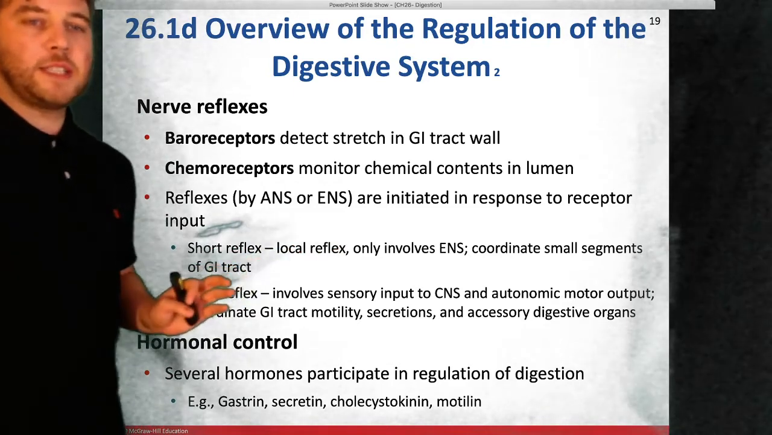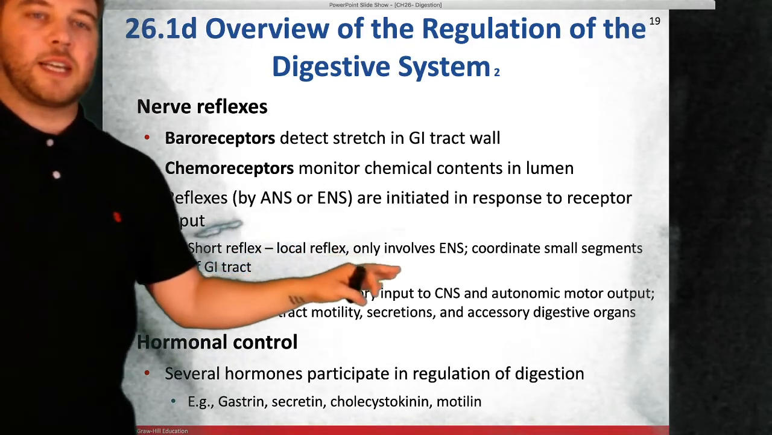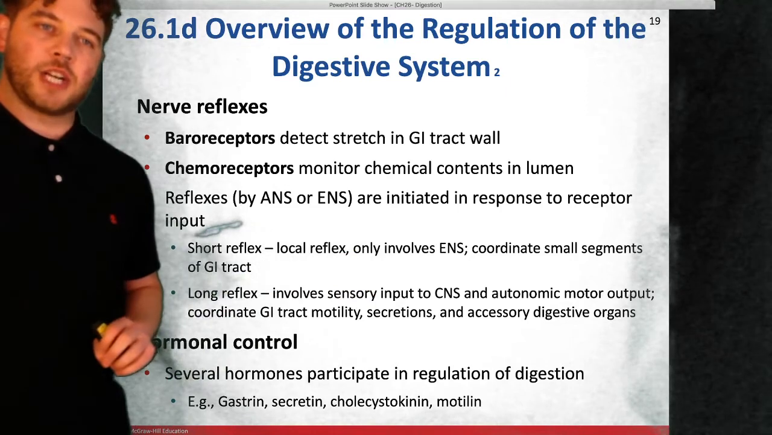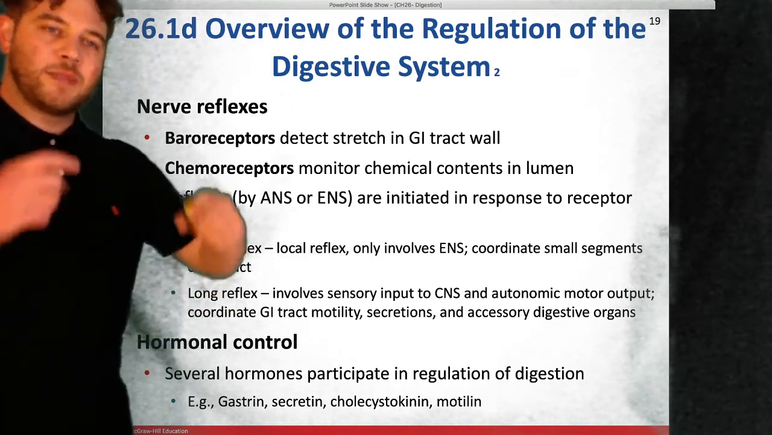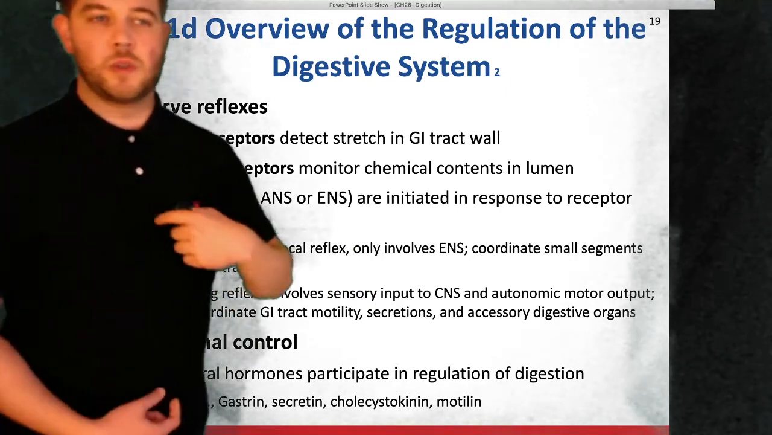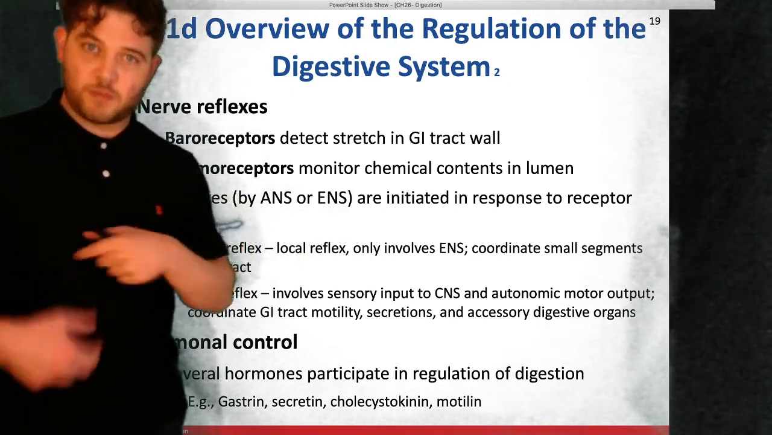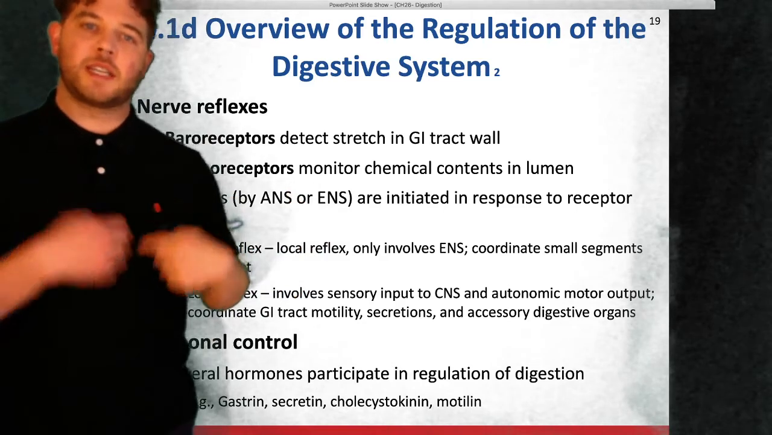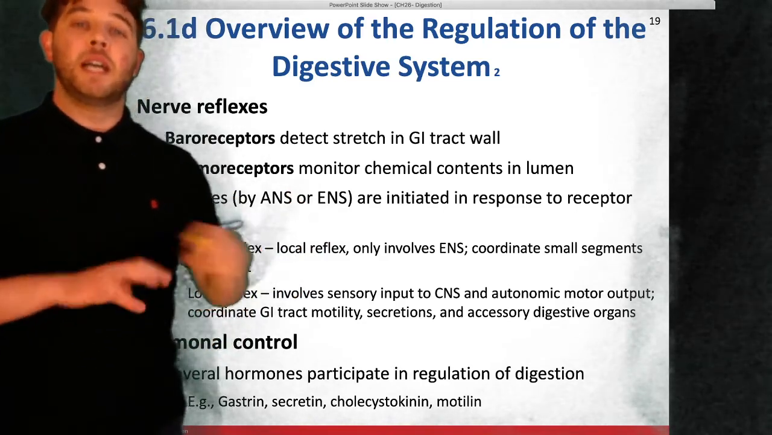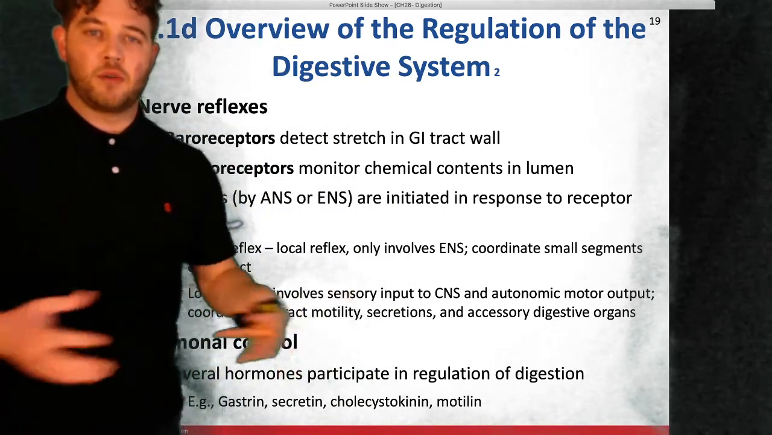You have short reflexes, which are local, only involving the ENS, and coordinate small segments of the GI tract. So the enteric nervous system isn't going to kind of connect your stomach to your anus. It's going to be regulating portions, just small sections of the large intestine, of the small intestine, movement maybe in the stomach a little bit. It's not going to be regulating the overall process.